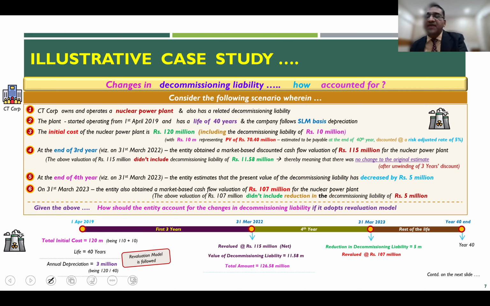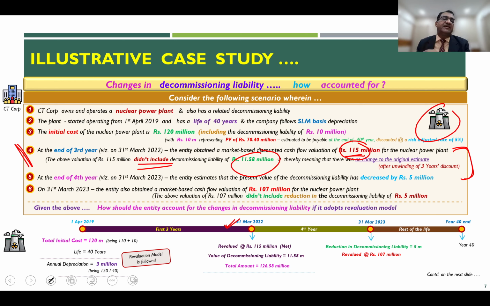Now, what happens? If you look at this point number 4, you should not get confused by 115. The asset needs to be carried at the end of this year as a sum total of this plus this. Because the PP&E has to be carried consisting of both the equipment, in this case the nuclear power plant, plus the carrying amount of the decommissioning liability. So you need to consider both. You can't just take the value of this 115.